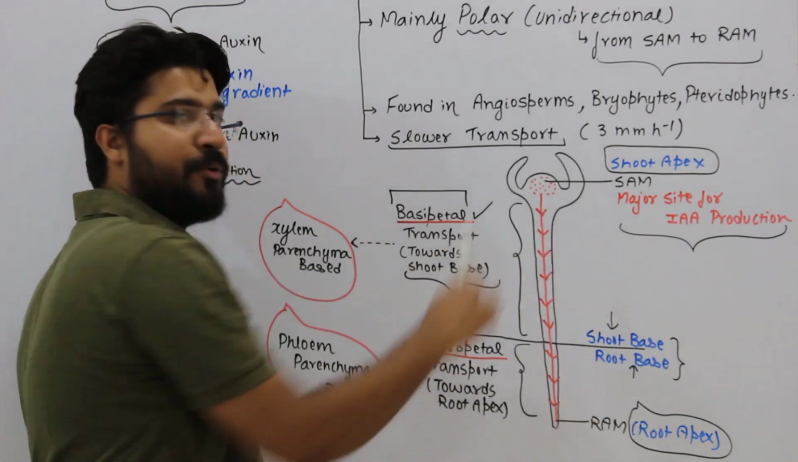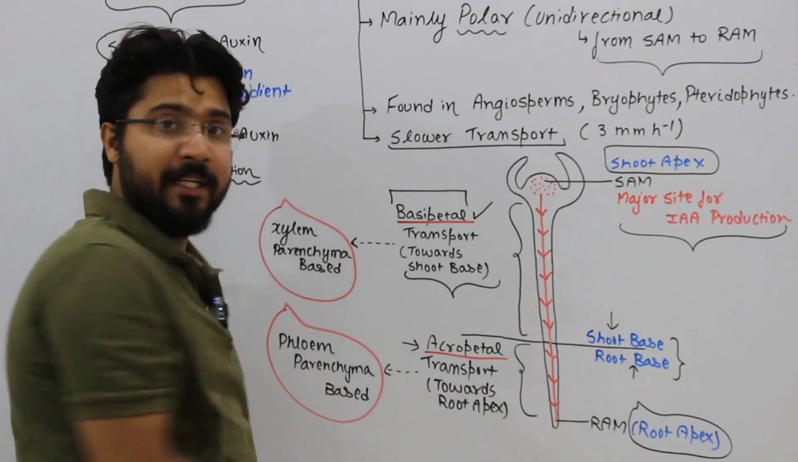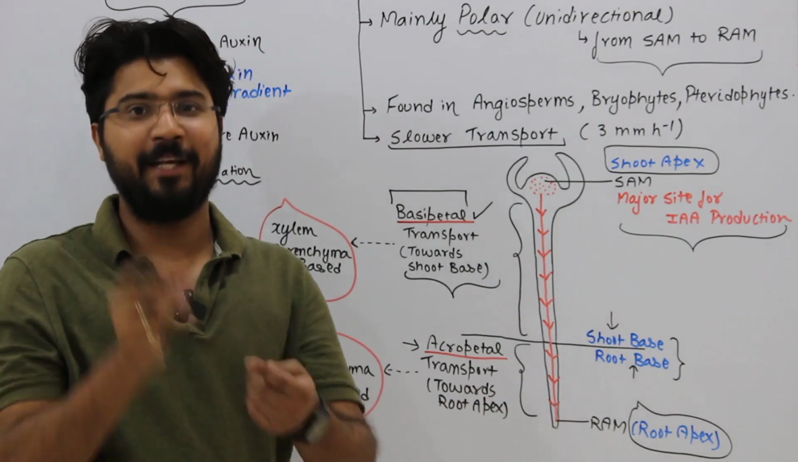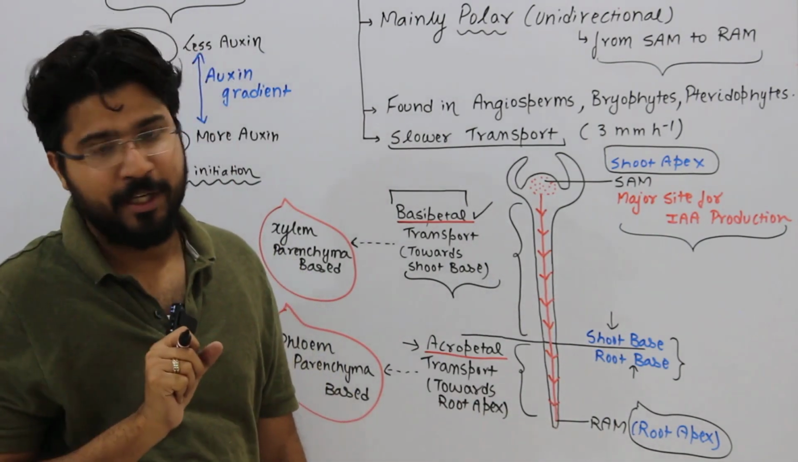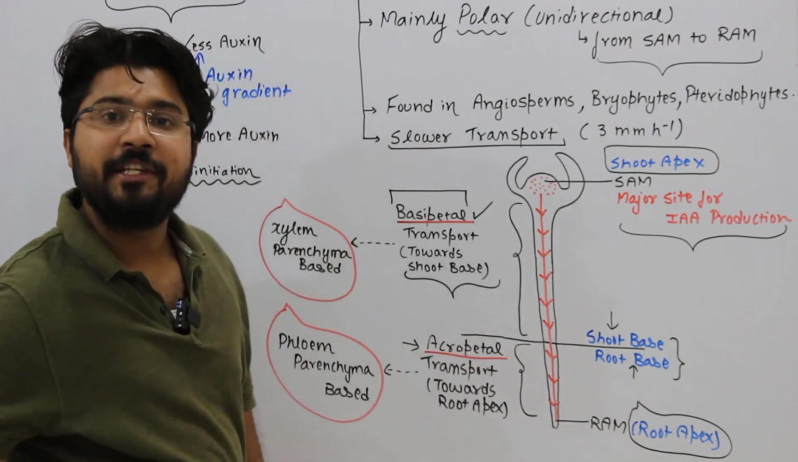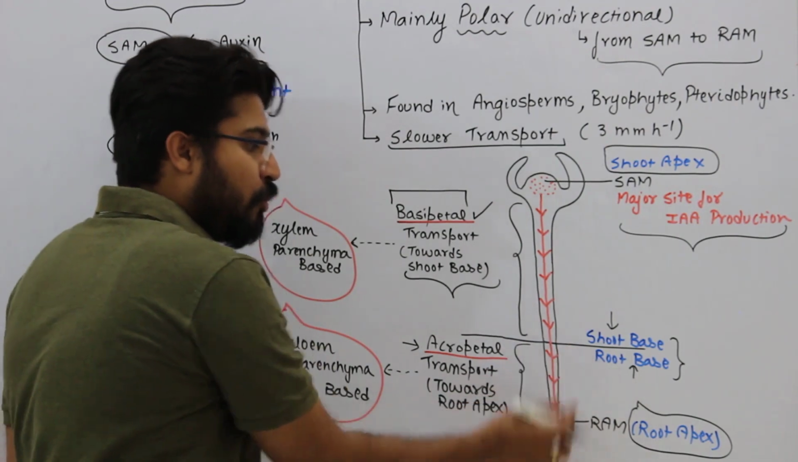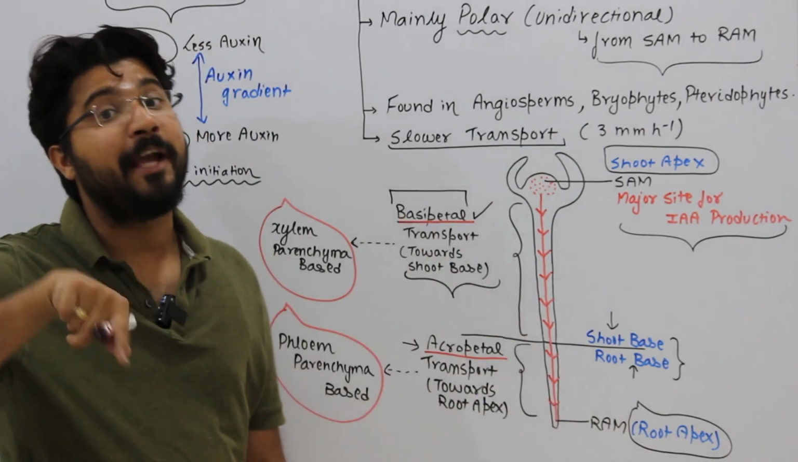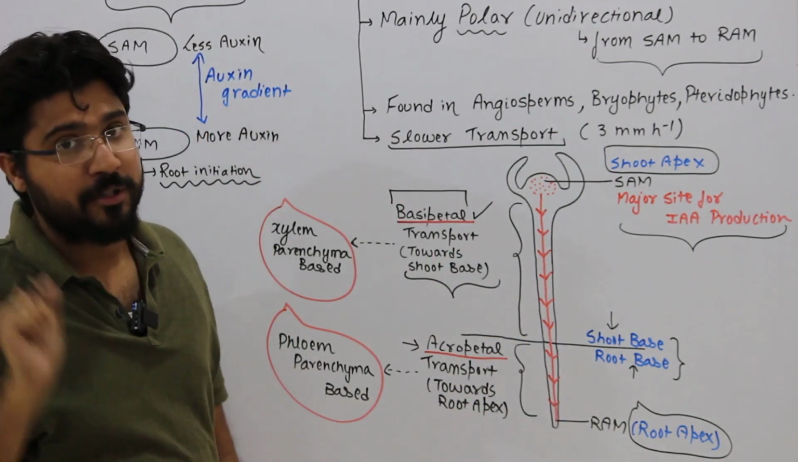Auxin is traveling from the shoot apex towards the shoot base, and therefore this movement is what? Basipetal auxin movement or basipetal auxin transport. Now below the ground, if we see the scenario, it is moving from root base to root apex, therefore it will become acropetal transport or acropetal auxin transport.